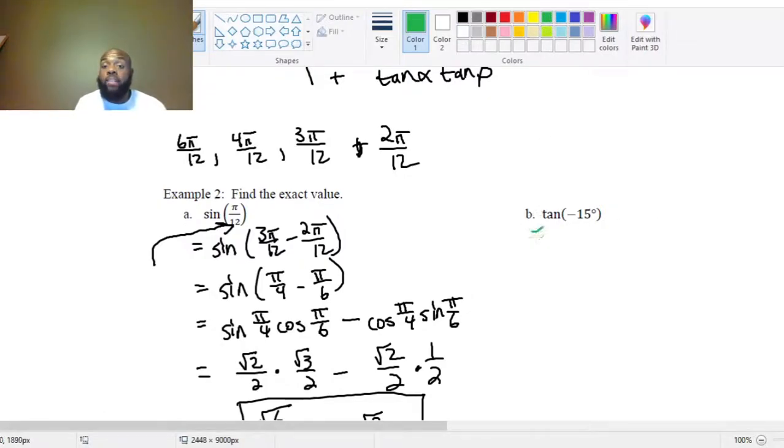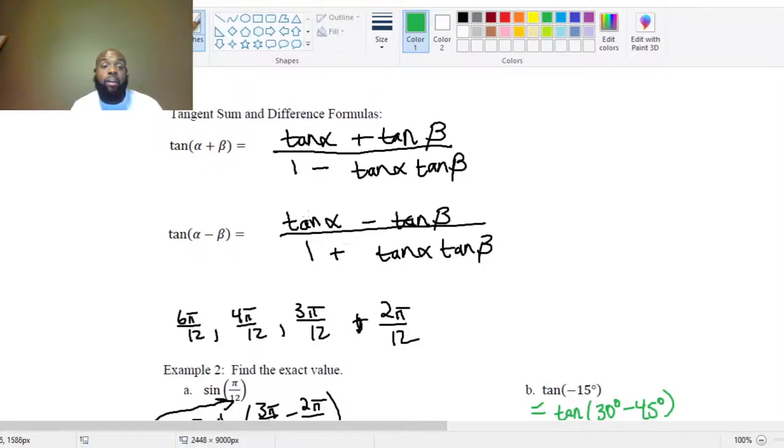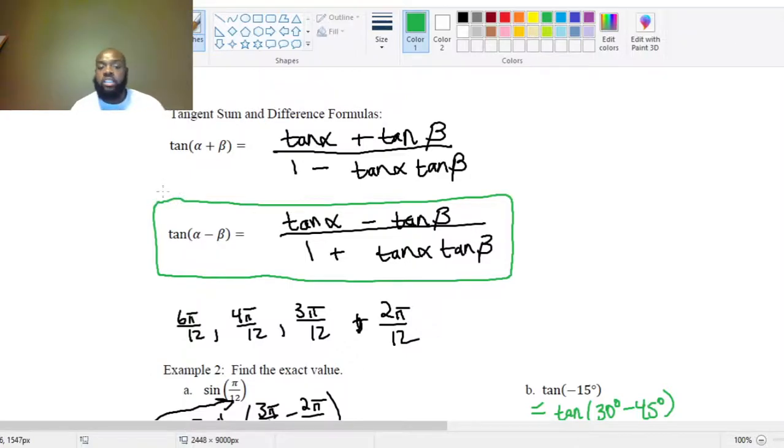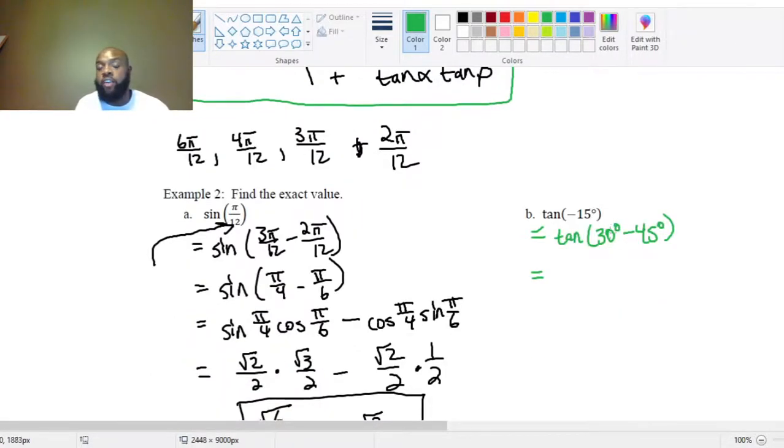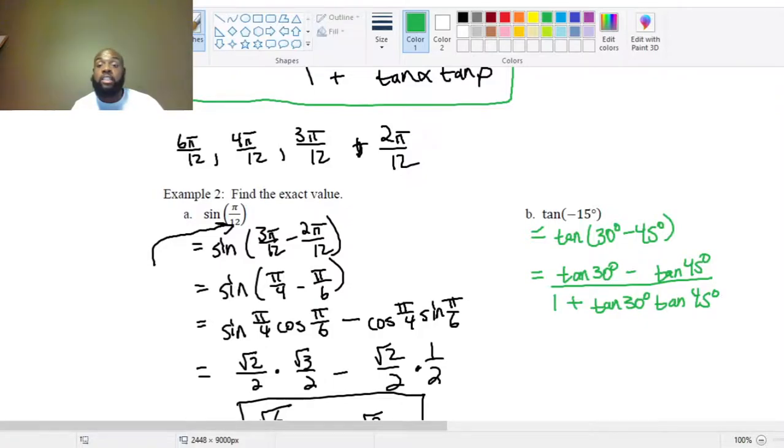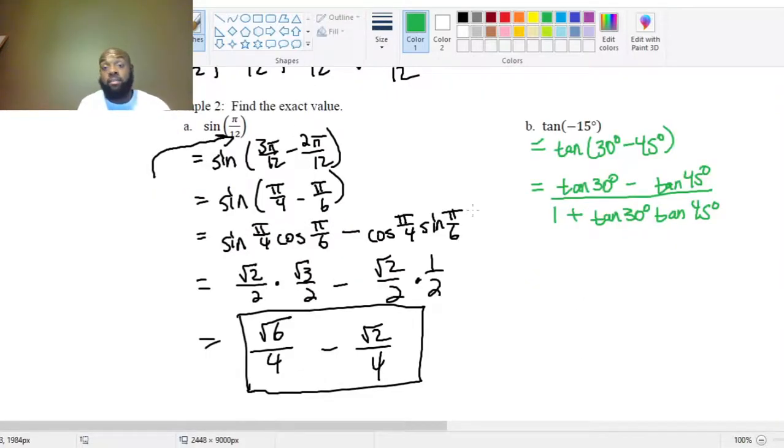Well, for one, I could write this as the tangent of 30 degrees minus 45 degrees, right? That'll give me a negative 15. And then now I know my two functions here, and I can apply my tangent difference formula, for my tangent function here, which is that formula there. And so I'm going to put 30 degrees in for alpha, 45 degrees in for beta, and I'm going to get tangent of 30 degrees minus the tangent of 45 degrees all over 1 plus the tangent of 30 degrees times the tangent of 45 degrees, right? And so this is my expression.